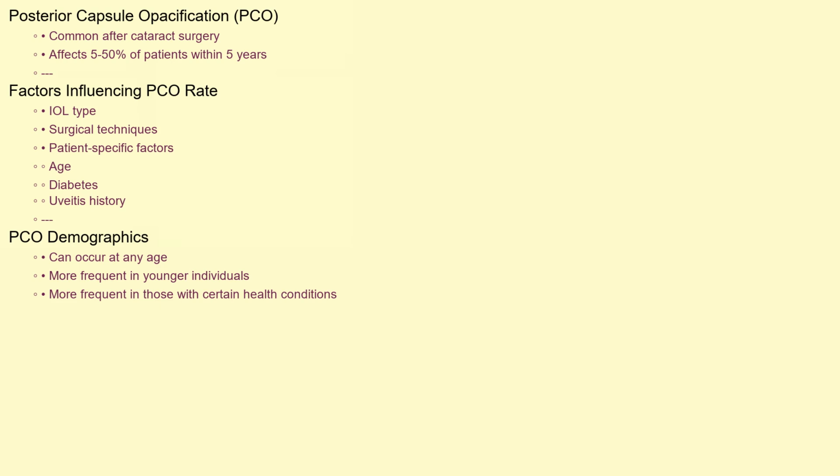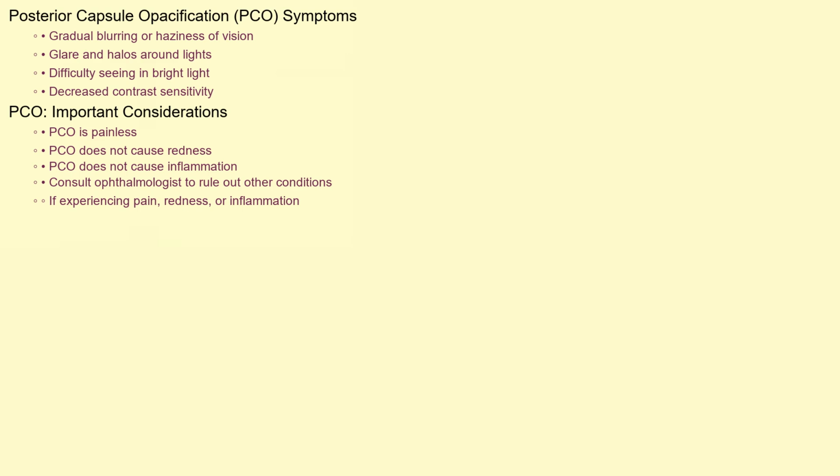The rate can vary based on the type of intraocular lens implanted, surgical techniques used, and patient-specific factors such as age, presence of diabetes, or a history of uveitis. While PCO can occur at any age after cataract surgery, it's observed more frequently in younger individuals and those with certain underlying health conditions. The primary symptom of PCO is a gradual blurring or haziness of vision, similar to the initial symptoms of a cataract.